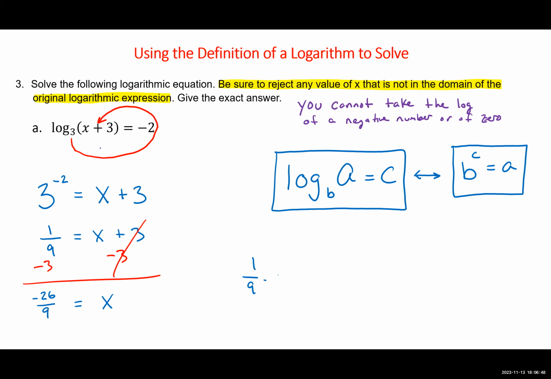1 over 9 minus 3 is 1 over 9 minus 3 over 1. Get a common denominator. 1 over 9 minus 27 over 9. 1 minus 27 is -26. So -26 over 9.